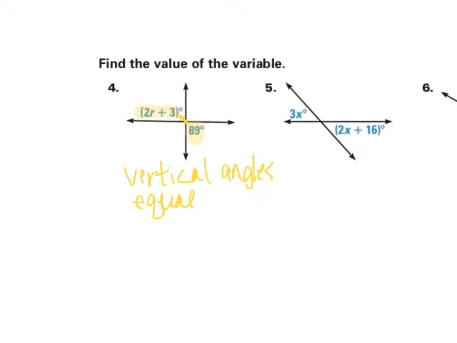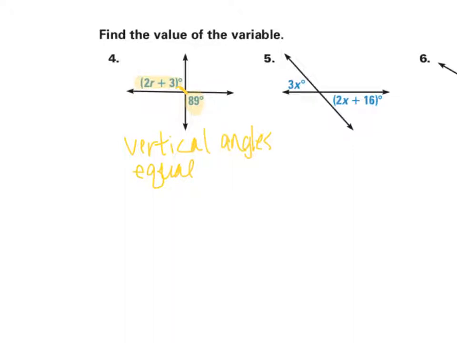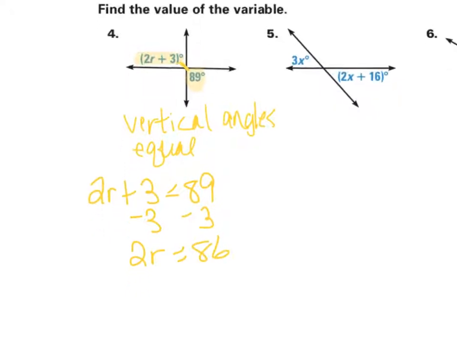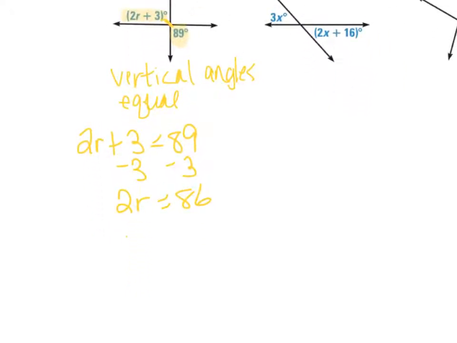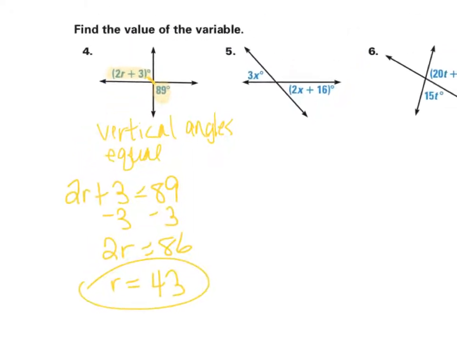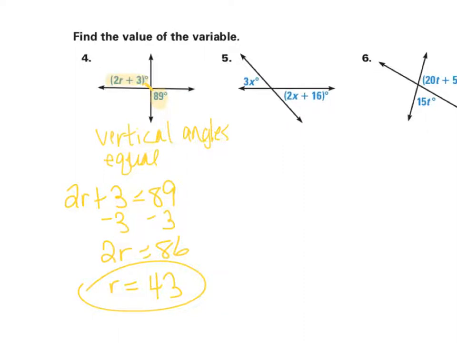So if we are going to write an equation, we could just say that 2x plus 3 equals 89. And then it's just some basic algebra. I'm going to subtract 3 from both sides, and I get 2x equals 86. If I divide both sides by 2, I get x equals 43. And we can set them equal to each other because they are vertical angles.